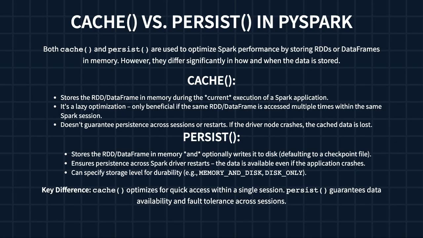On the other hand, persist is more robust. It not just stores the data in memory, but also saves a copy to disk so it's available even if your application restarts. You can even control how durable that saved copy is. So, if you need to be sure your data survives a crash, go with persist. Cache is great for when you know you'll access the same data repeatedly within the same session. It's about speed and efficiency in those specific moments.